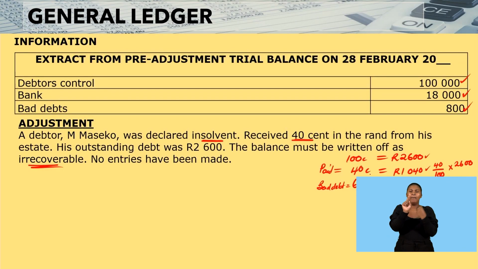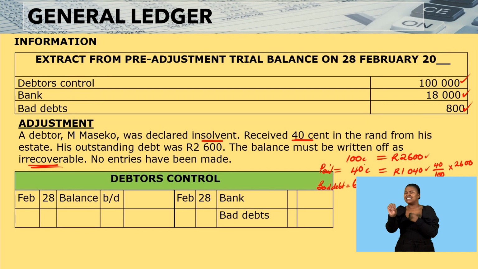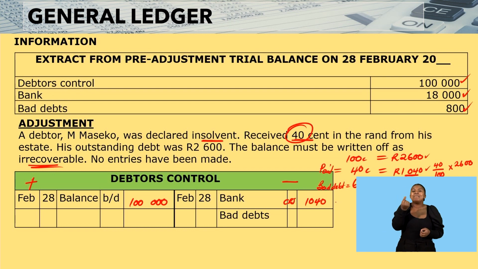When I have these amounts, I now want to know how I can record them. Here I'm given my debtors control. Remember, debtors control is an asset, plus on the debit side and minus on the credit side. I am told that my balance is 100,000, that is my opening balance. And then the amount received, we have received 40 cents, and the 40 cents is the 1,040. So I'll come here, bank, definitely this is CRJ, and I get my 1,040. This is what we have received.